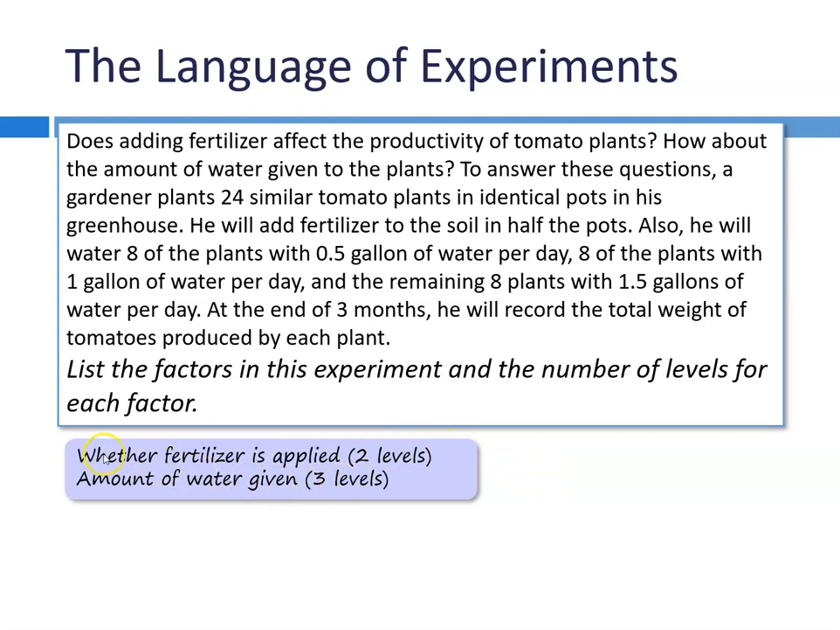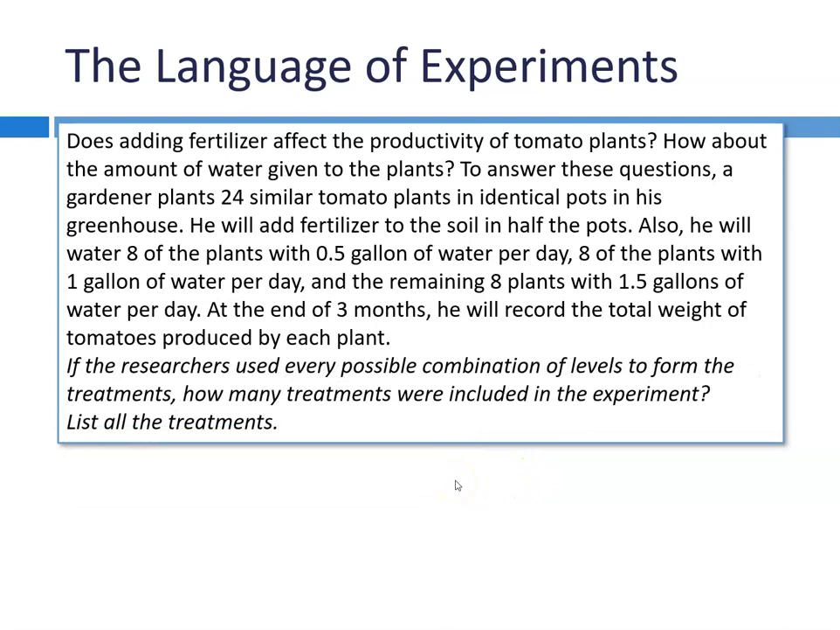My factors are whether or not fertilizer is applied and the amount of water given. Right? These are the things that I'm doing, but they can change. So yes, no fertilizer, and then how much water, half gallon, 1 gallon, or 1.5 gallons. And then the levels just tell me how many of each factor there are. So whether or not fertilizer is applied, those are 2 levels. Yes, it's given. No, it's not. Amount of water given, there's 3 different options: half gallon, 1 gallon, or 1.5 gallons.